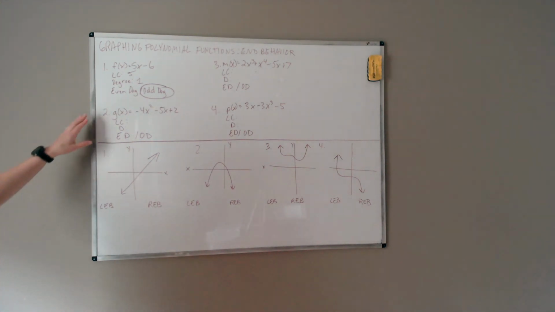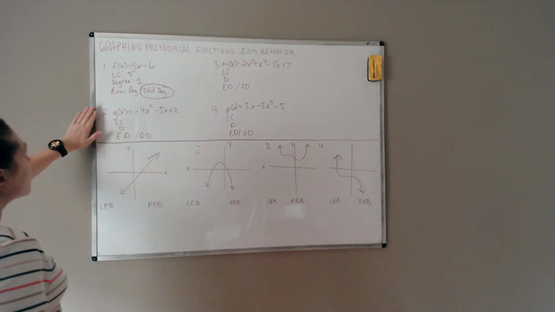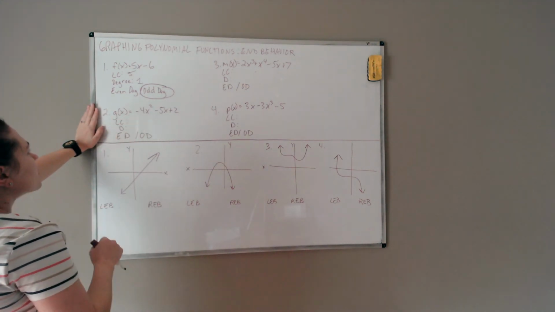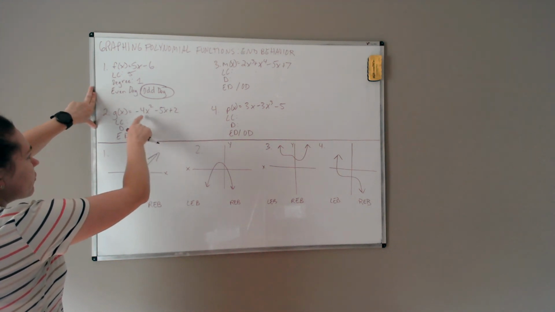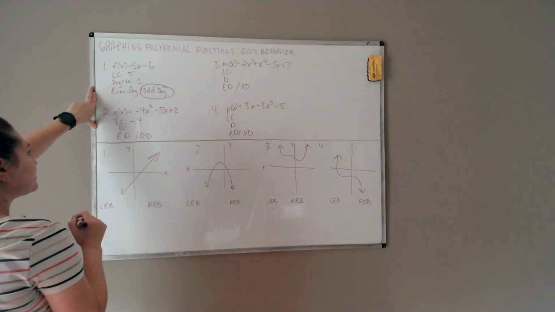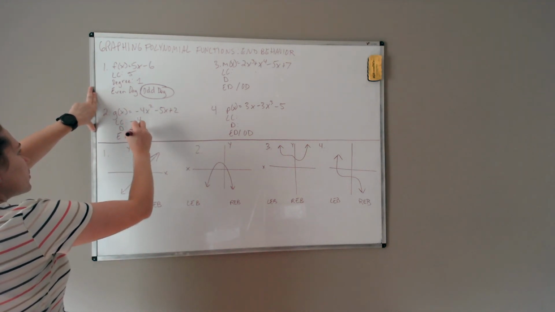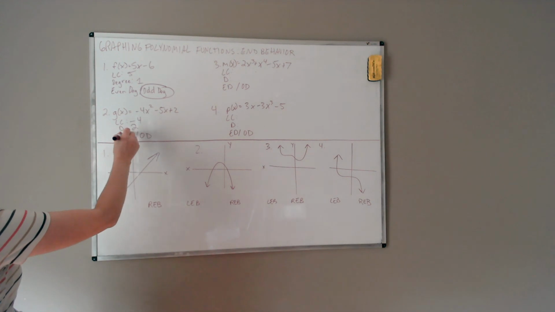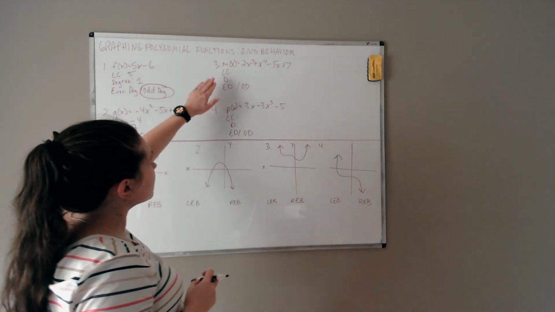In number 2, I just wrote it 1, 2, 3, 4. I know on your sheet it's 1, 2, 3, 4. So here's number 2, g of x. What's the leading coefficient? Let's look. Well, it's in standard form. Leading coefficient is -4. What's the degree? Degree is 2. Is 2 an even number or an odd number? It's an even number.